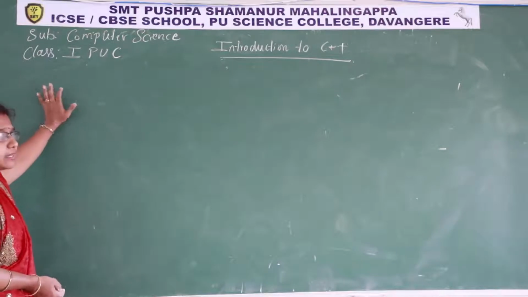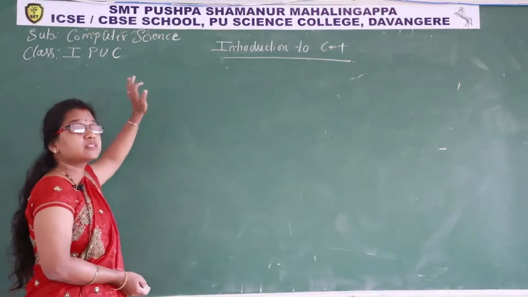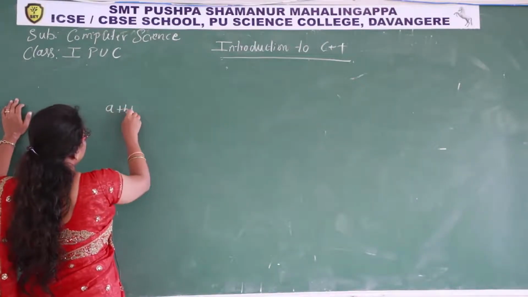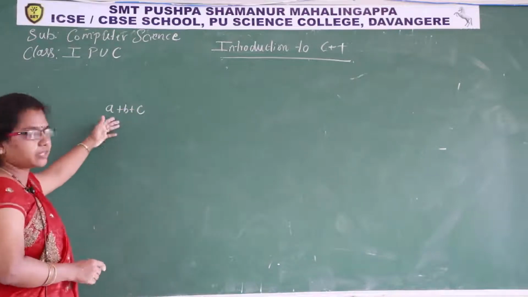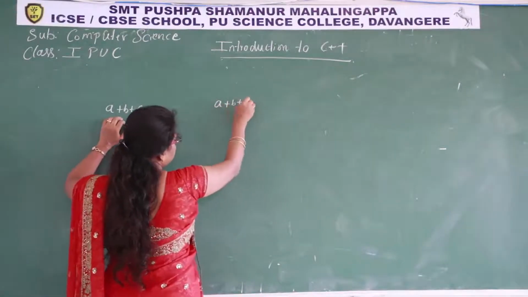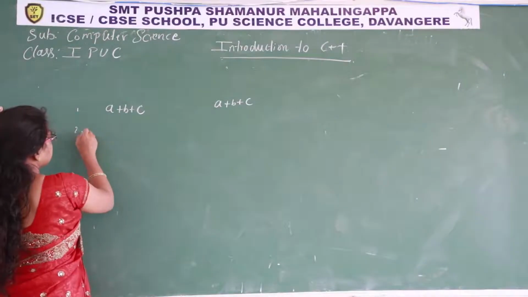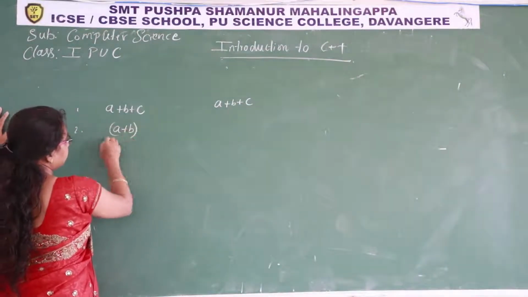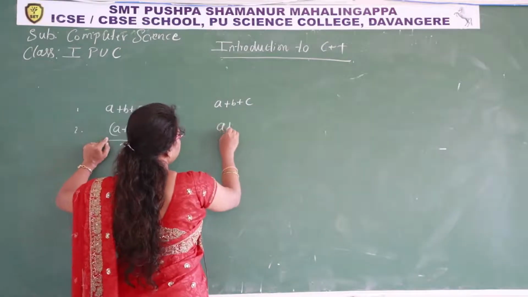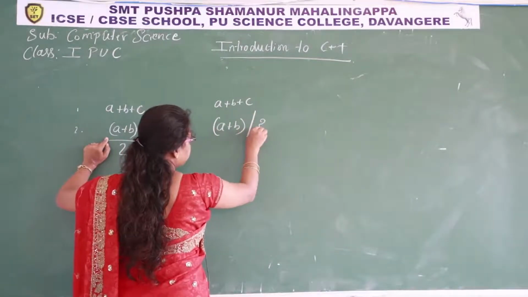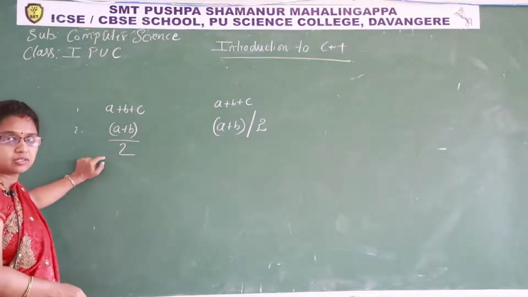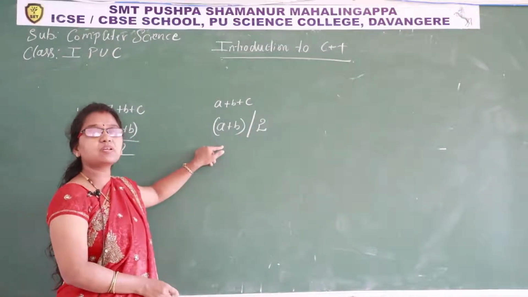And arithmetic, how do we write an arithmetic expression in C++? If I write A plus B plus C, it is an arithmetic expression. How do we write it in C++? Same, A plus B plus C. Second one, (A plus B) by 2, arithmetic expression. How do we write it in C++? (A plus B) divided by 2. They'll give this mathematical expression, and they ask you to convert it into a C++ expression.